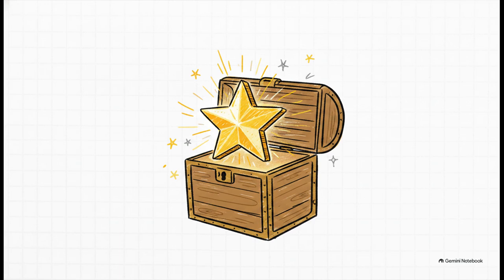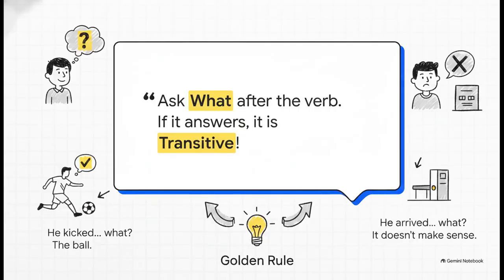To wrap up this explainer, Mr. Mu'attaz Salim's notes leave us with one final, ultimate cheat code for identifying these verbs on the fly. Let's call it the golden rule. Here is that golden rule. Simply ask "what?" immediately after the verb. If answering that question with a noun makes logical, grammatical sense, congratulations, you've just found a transitive verb.